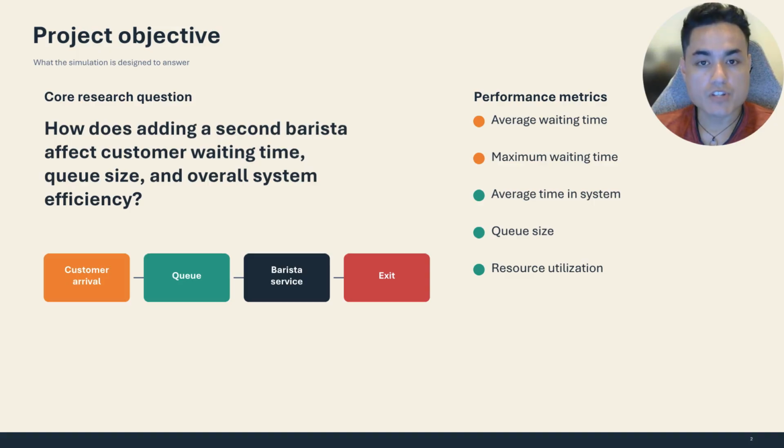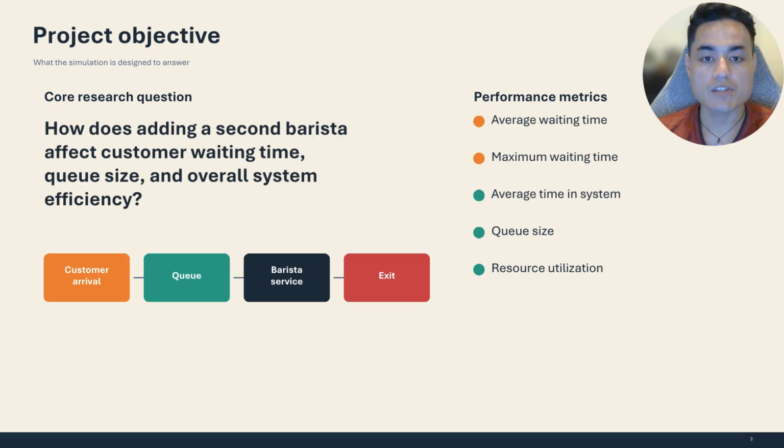The objective of this project was to evaluate how service capacity affects queue performance in a coffee shop. The system follows a simple process. Customers arrive, wait in a line if the barista is busy, receive service, and then exit the system. Even though this system seems simple, randomness makes the system harder to predict. Customers do not arrive at a perfectly even time, and service times can vary depending on the order. Because of this, simulation is useful. It allows us to test different staffing scenarios without changing a real business operation.